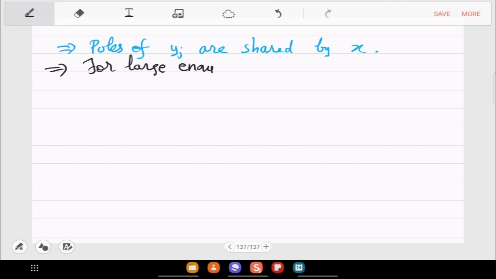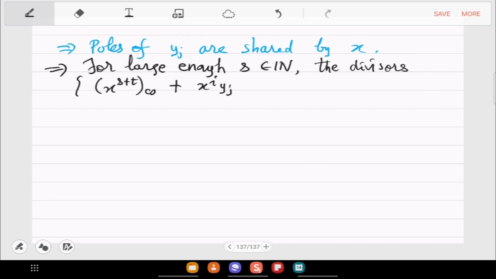From that it follows that for large enough s, the divisors x to the s plus t, poles of this plus the poles of that basis x^i yj, for all i's and j's, are all positive.